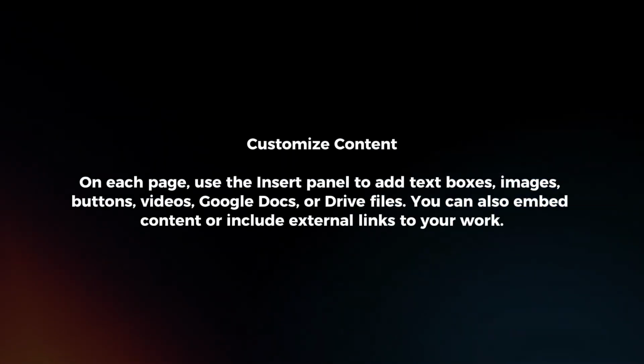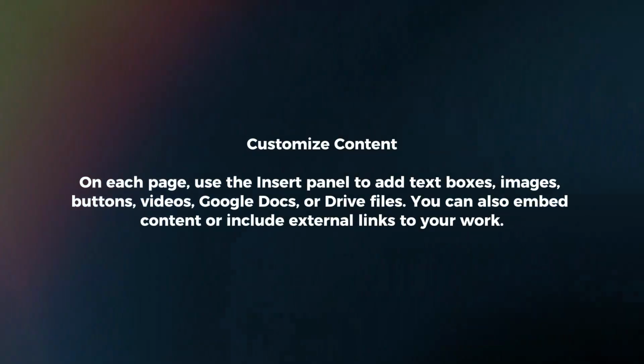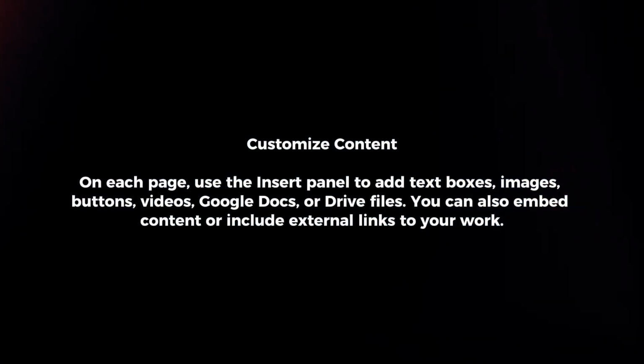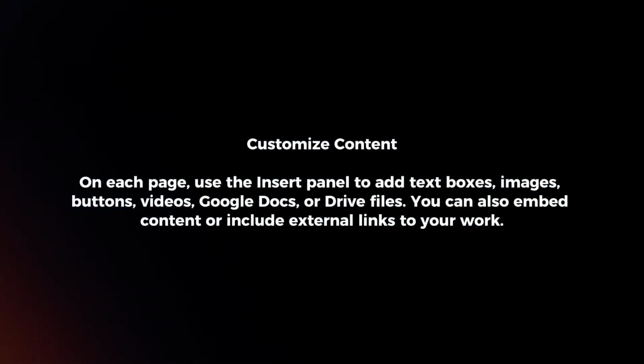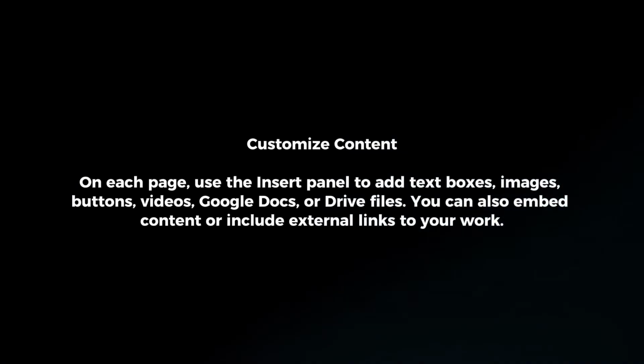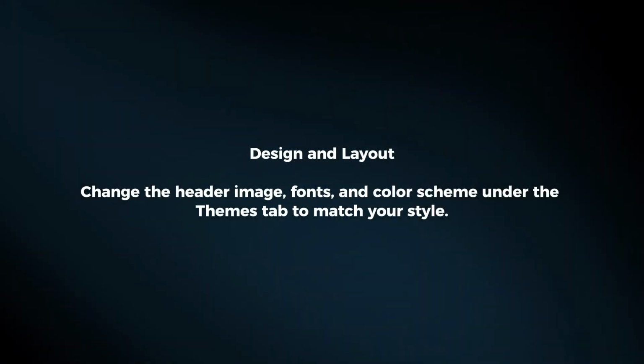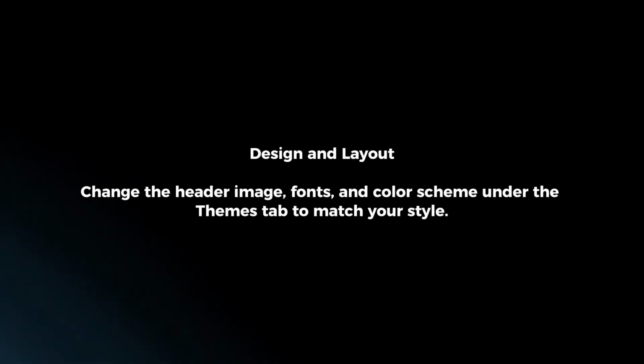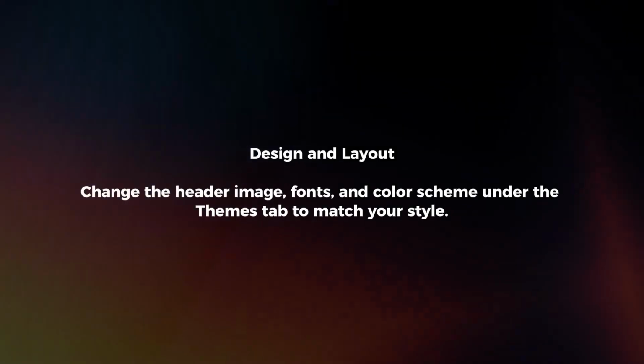Customize content. On each page, use the Insert panel to add text boxes, images, buttons, videos, Google Docs, or Drive files. You can also embed content or include external links to your work. Design and layout. Change the header image, fonts, and color scheme under the Themes tab to match your style.